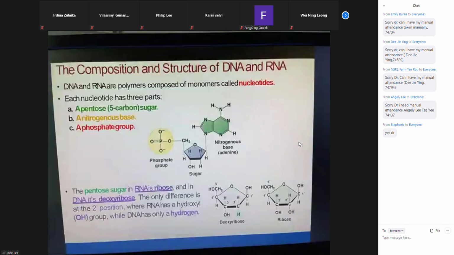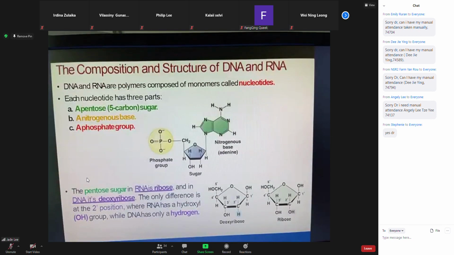So now, what is the composition and structure of DNA and RNA? I believe you know what DNA and RNA are, right? Basically, DNA and RNA are polymers composed of monomers called nucleotides. Each nucleotide has 3 parts. The first is a pentose, a 5-carbon sugar. Pentose means 5, so there are 5 carbons in the sugar. Then there are the nitrogenous bases, which are ATCG or AUCG, and a phosphate group.